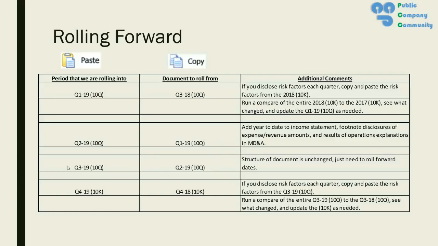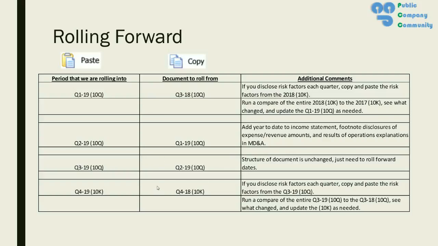The easiest roll forward to do is the Q2 to the Q3. Literally, you just need to update the dates. And if you're using an electronic system, almost all of the electronic filing systems now, Donnelly Active Disclosure, RDG, Workiva's Wdesk, they're all going to have a spot where you can update the date, and that's going to feed through to the rest of your financial statements. So you just update it once.